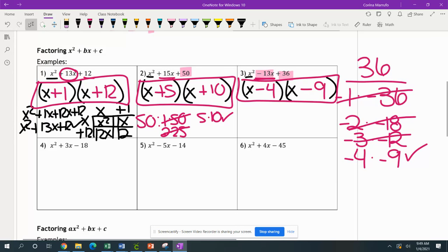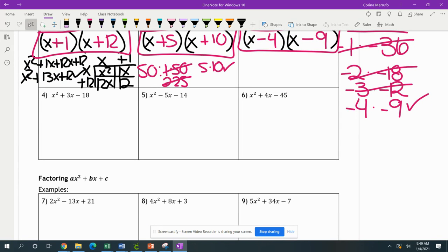All right, the next one, we have x squared plus 3x minus 18. So here we're going to do our double sets of parentheses. We have x and x gives us x squared. This time we have a negative 18, so that means one of them has to be positive and the other one's going to have to be negative in order for us to get a negative 18. So we're looking for the factors of 18.